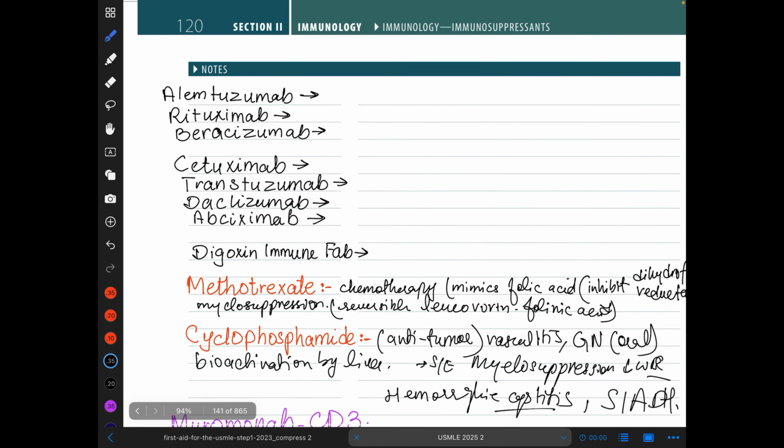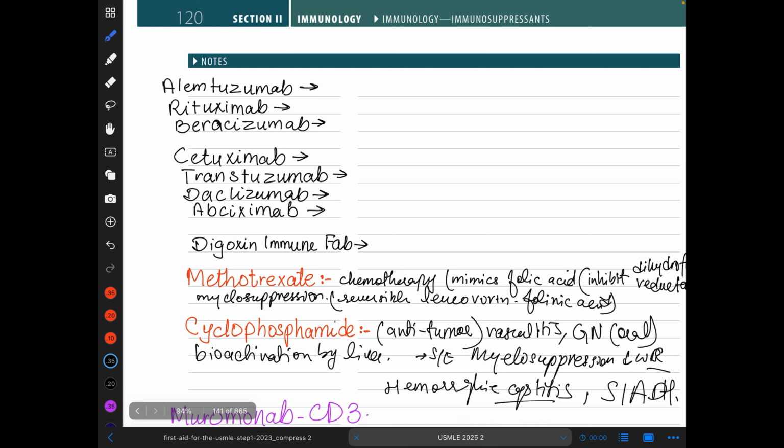Now we are moving towards some others: mAbs. The mAbs stand for therapeutic antibodies. For autoimmune disease therapy, mAb stands for monoclonal antibodies.